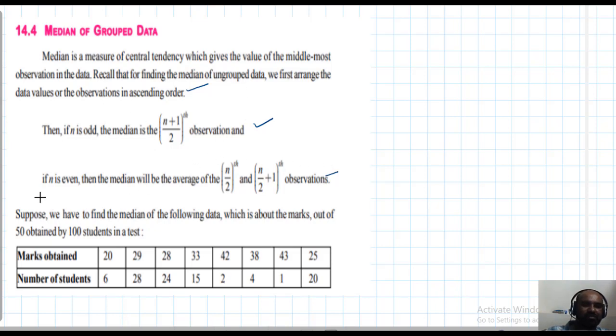Okay, so one example problem, I can say example 1. Suppose we have to find the median of the following data, which is about the marks out of 50 obtained by 100 students in a set. 100 students' marks are given. We want to find this mark. First of all, we need to arrange the given data vertically. So first of all, I want to draw the table for that.